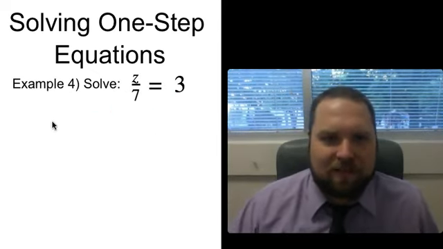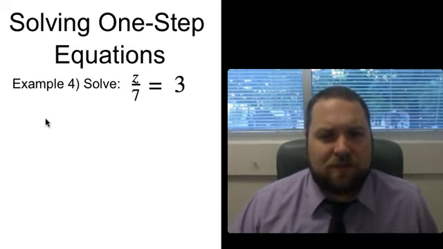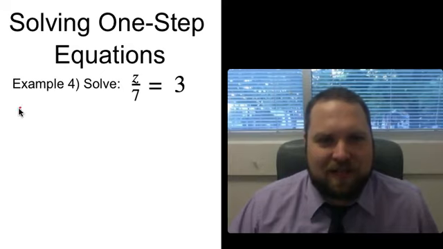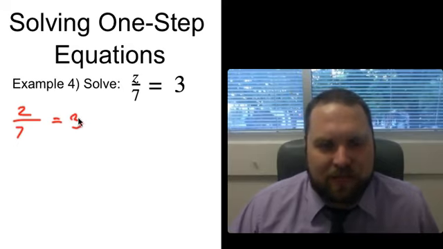Now, one final look. We've done 4 examples. We've done addition, subtraction, and multiplication, so I hope you kind of knew what was coming here. We have z divided by 7. Don't think of it as a fraction. That's division. Z divided by 7 equals 3.